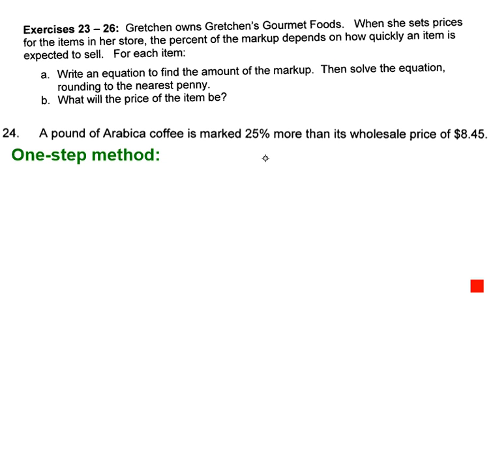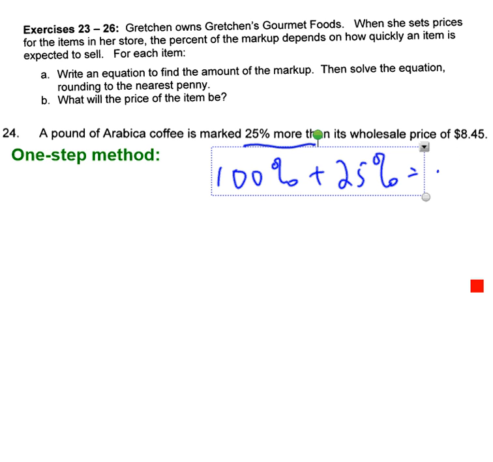So if we think of having a markup of 25%, that means the final price is going to be the 100% of the whole plus the 25% markup. So we're going to have 100% plus 25%, which is going to give us 125%. So then we can just start with that as our rate.